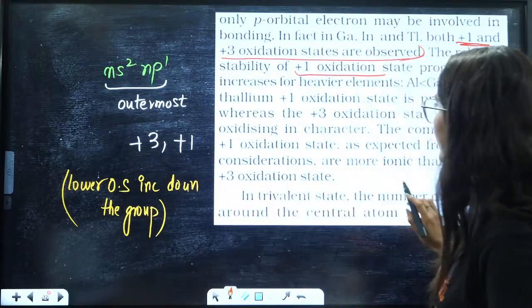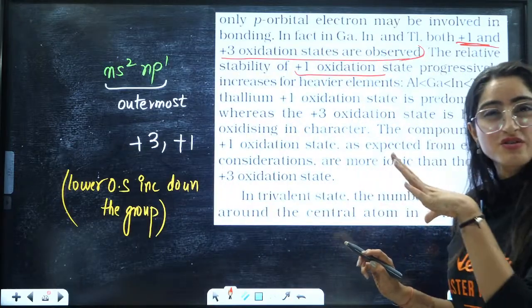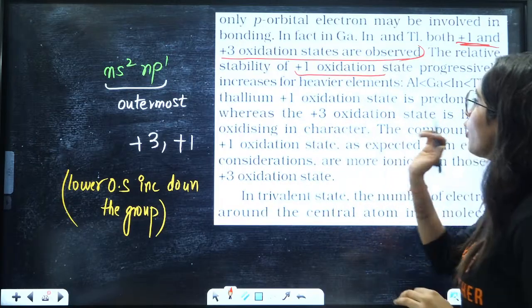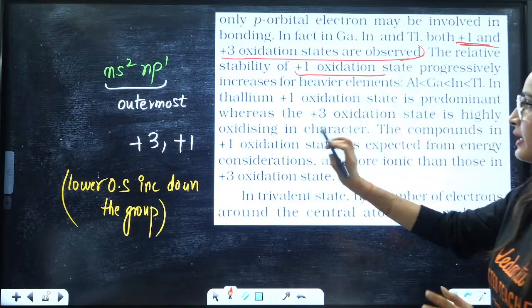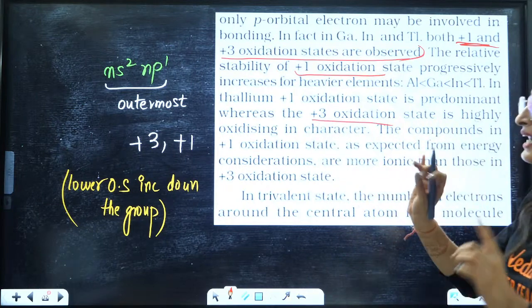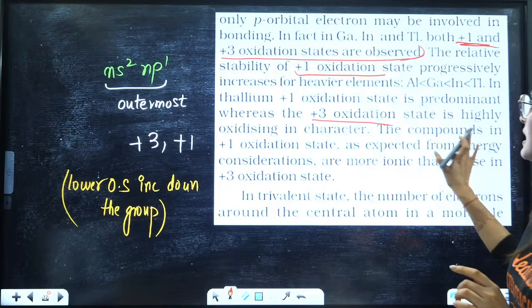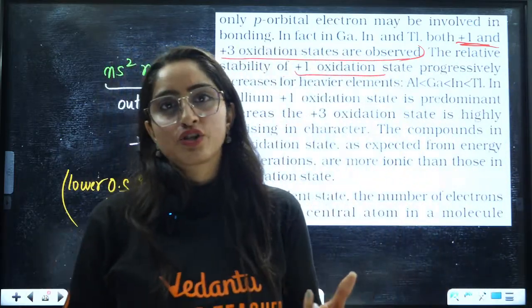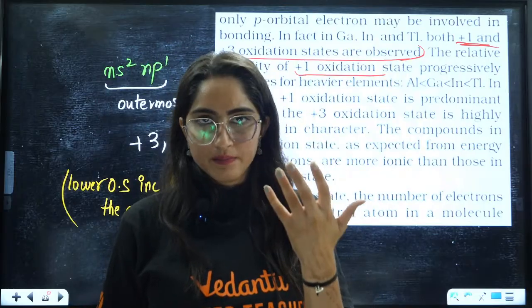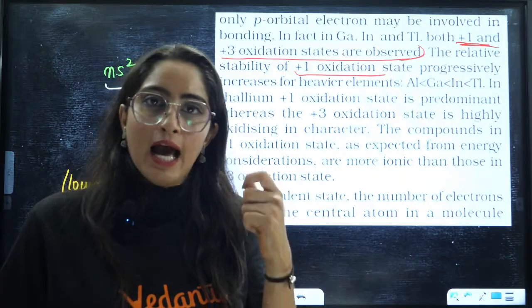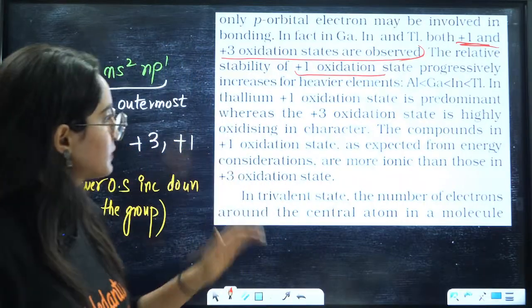Now let us see this, because the chapter is really big. That's why my full concentration is on the board. Now, +1 is predominant, whereas +3, the higher oxidation state, is highly oxidizing in character. Down the group, boron, the higher oxidation state, will exist in +3, but further down the group the +1 oxidation state will have more stability, right?